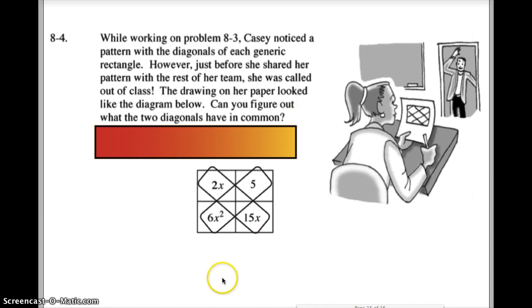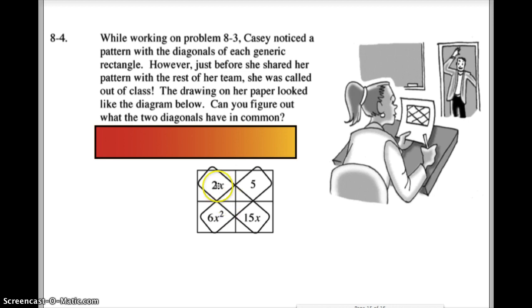So the two diagonals Casey's talking about is this diagonal right there, the 2x and the 15x, and the other diagonal is the 6x squared and the 5. What I want you to do is see if you can find the relationship between this diagonal and the other diagonal over there. That's going to be the key to factor all the quadratics we do in this chapter.